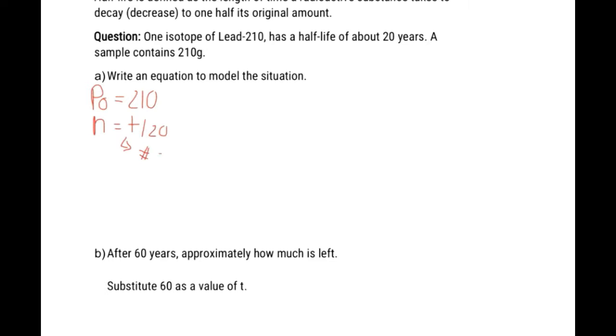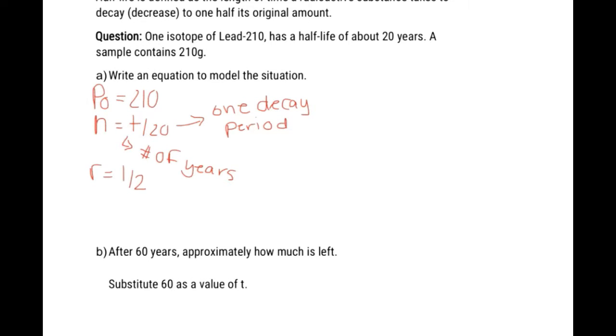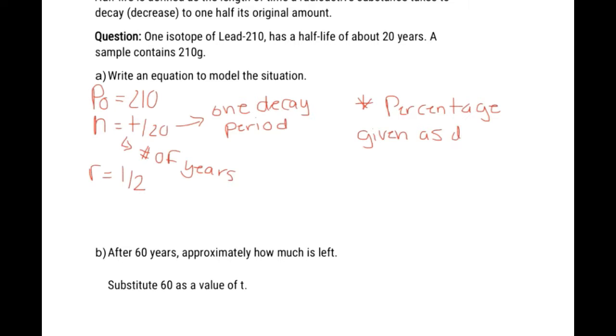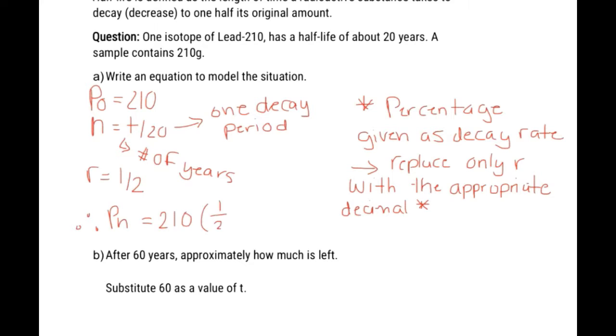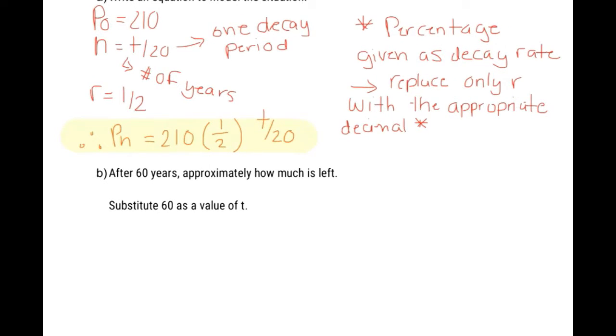n equals t over 20, where t represents the number of years gone by, while 20 years is one decay period. From the problem, we can determine that the rate of decay is 1/2. So we can replace b, or 1 minus r, with 1 over 2. If we were given a percentage as the decay rate, we would only replace r in the equation with the appropriate decimal. Therefore, the equation can be written as Pn equals 210 (1/2) to the power of t over 20.